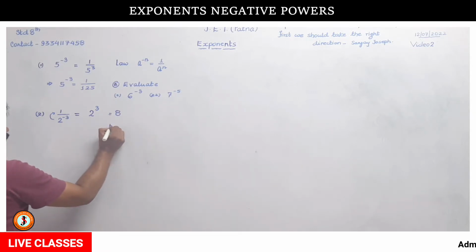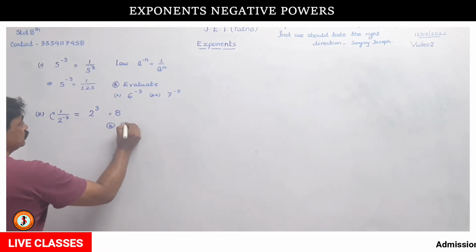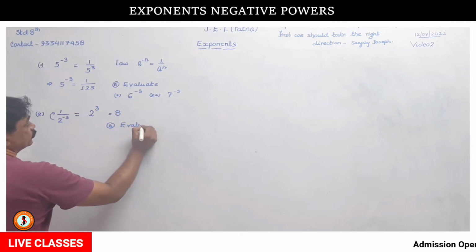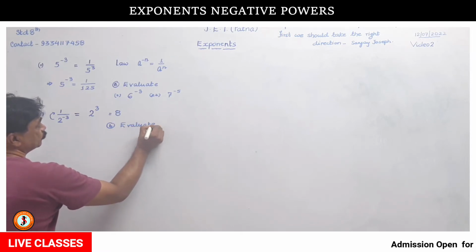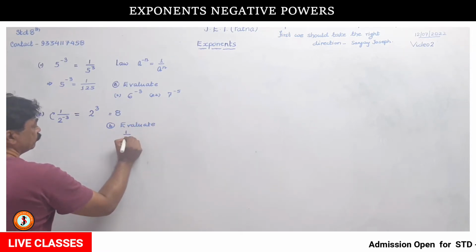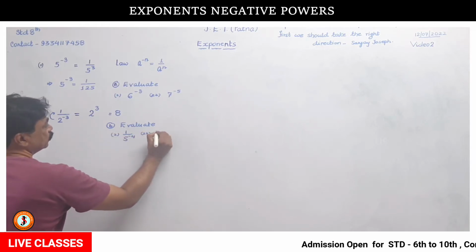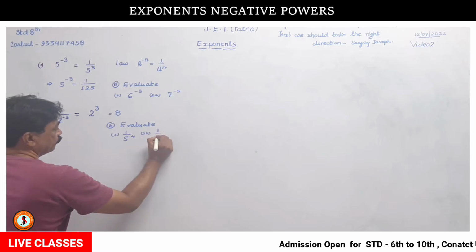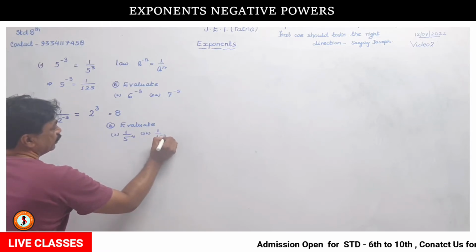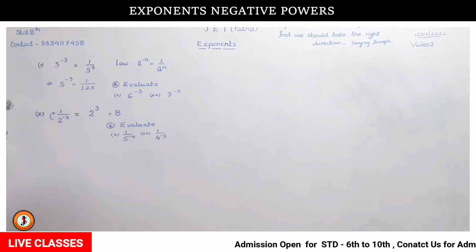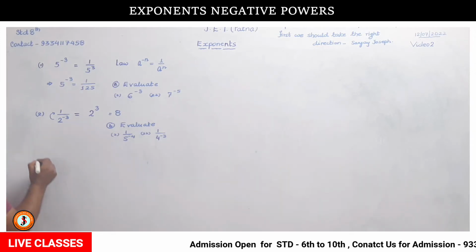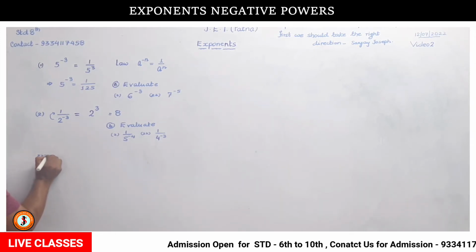So question number B for you all is evaluate 1 by 5 to the power minus 4. Let us keep it very simple, 1 by 4 to the power minus 3. So done. Now suppose we have got, say for example, number 3rd. So I am going type wise.